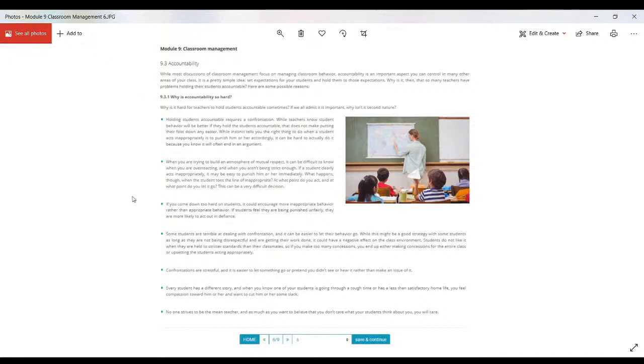The third part is accountability. While most discussions of classroom management focus on managing classroom behavior, accountability is an important aspect you can control in many other areas of your class. It is a pretty simple idea. Set expectations for your students and hold them to those expectations.